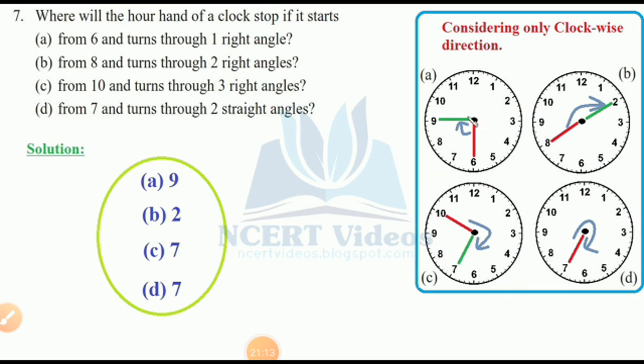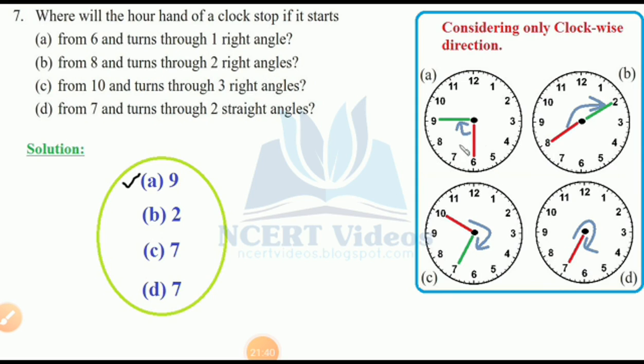Here, first A. 6 and 1 right angle. How many hours are there? Where will you reach? 9 o'clock. 8 and 2 right angles, you will reach 2. 10 and 3 right angles, you will reach 7. Last.